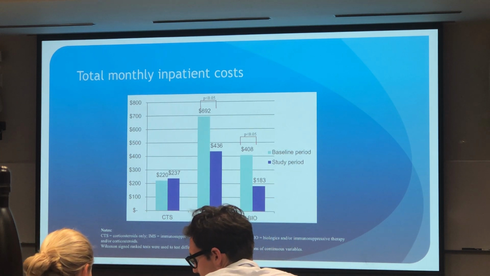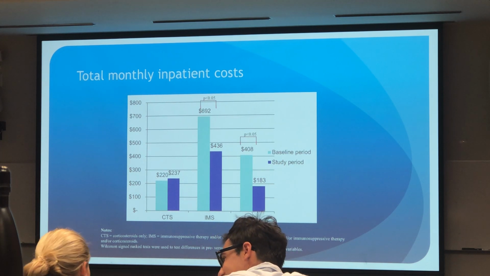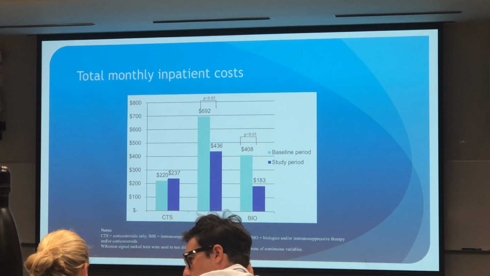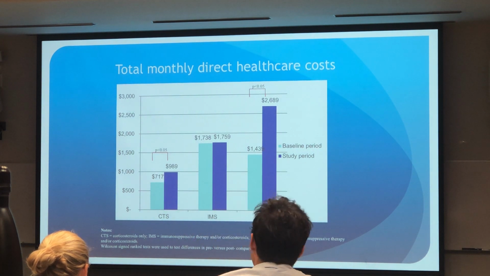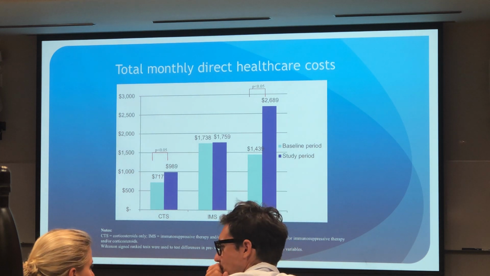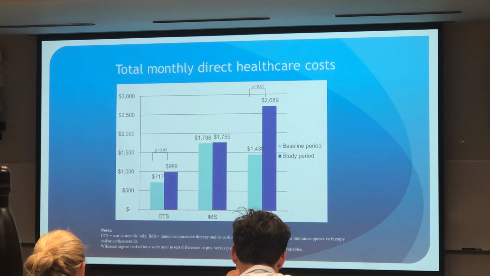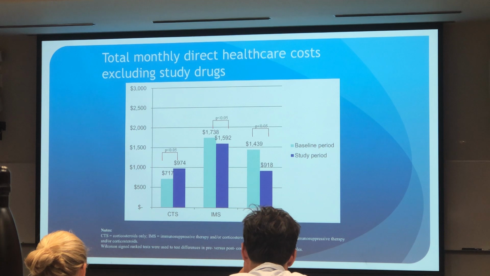And with the total monthly inpatient cost, you also see a reduction among patients who received the immunomodulator or the biologics. But the total monthly direct healthcare cost was the one in biologic patients that went up significantly after starting the medication. But this is a direct healthcare cost, so it includes everything. If you take away the medication costs, then you see a significant drop in their monthly cost of care.